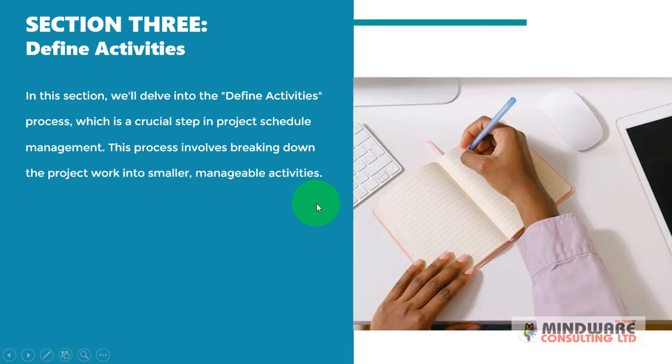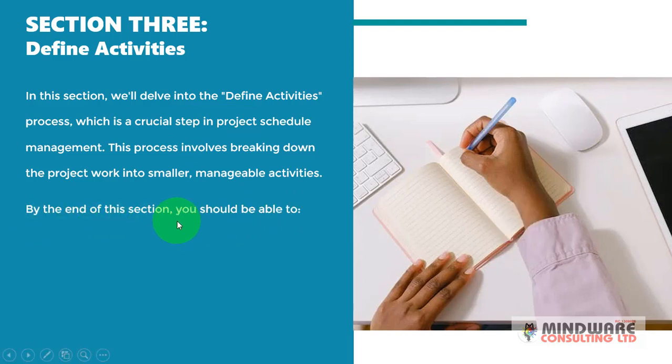Now, an activity is the smallest unit of a project. So when you have a project, you break it down, and what this section is talking about, these define activities, is that each of those activities now you have to define. After breaking them down, they need to be defined.